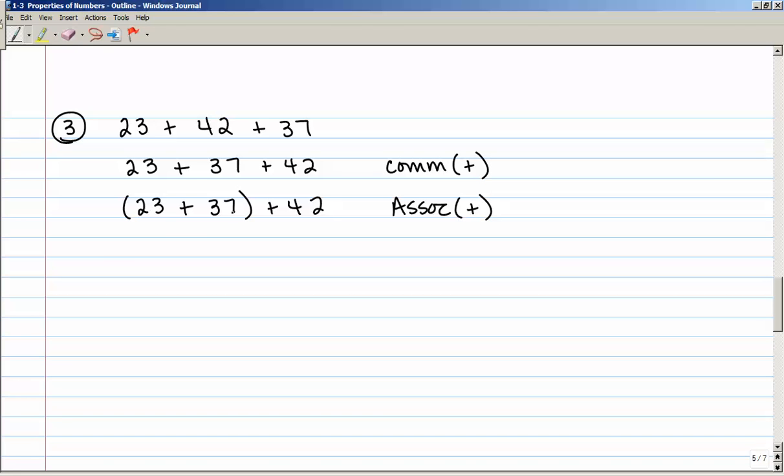And now I can add this in my head. That's going to give me 60 plus 42, which is the substitution property, because I substituted 60 for 23 plus 37. And adding 60 and 42, I get 102. And again, that's substitution. So yes, this is a little bit contrived. You normally wouldn't do it this way, but the textbook is trying to force you to see that you can really use the commutative and associative properties to do a lot of this simplifying in your head.